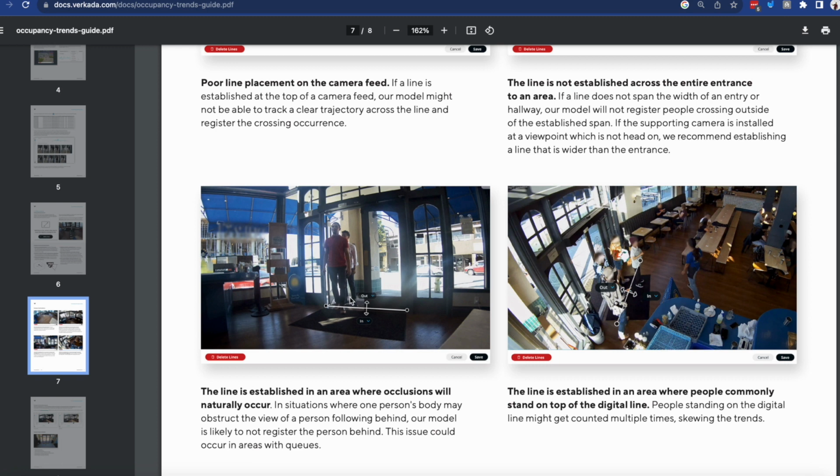So in this point, for example, if both of them walk at the same time, only one person is counted. Another example here, as you see, is that the line is drawn, but a lot of people congregate in the area. So as they're waiting, they are probably not stationary, they are coming in and out, crossing the line multiple times. Thus, instead of getting a low number, you'll get a very high number of people coming in and out.